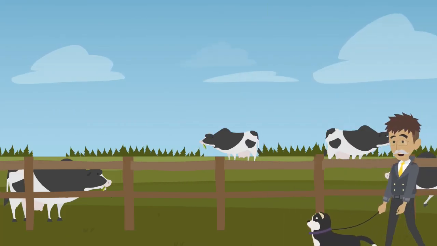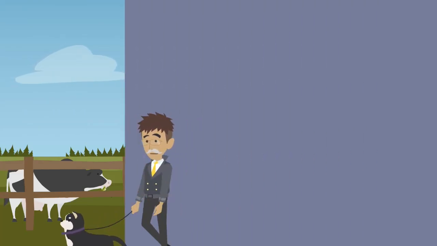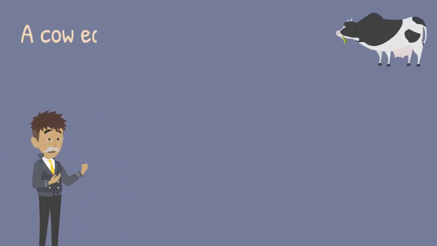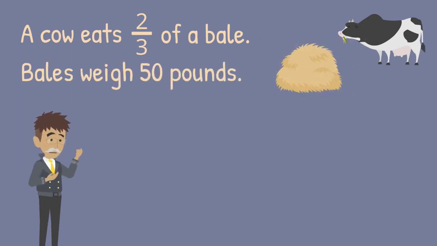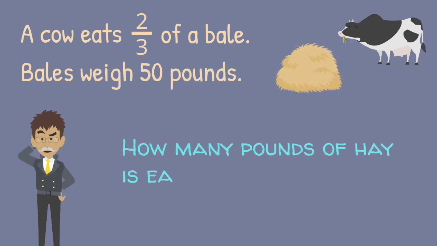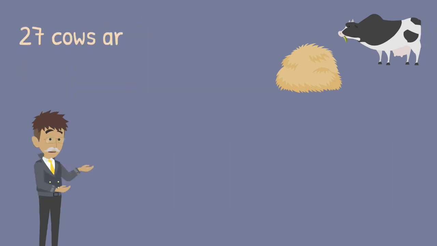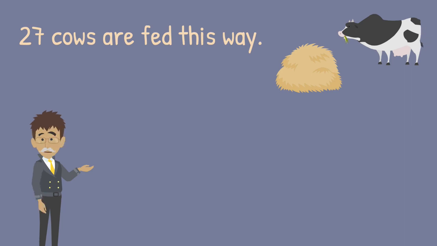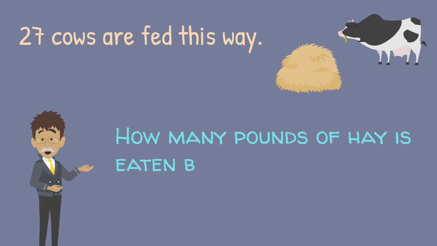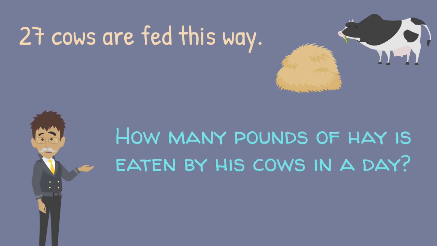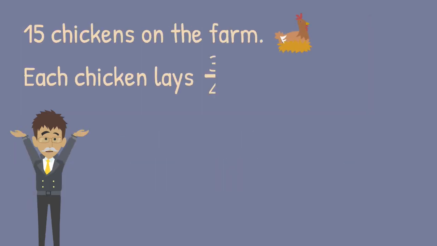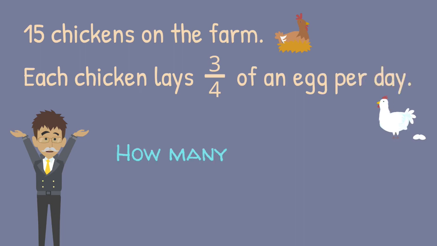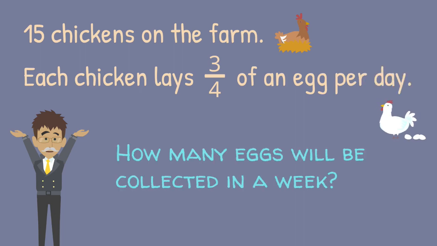On the way home from the corner store is a small farm with some cows. Each cow is fed 2/3 of a bale of hay daily, weighing 50 pounds. How many pounds of hay is eaten by each cow? Mr. Mortgan has 27 cows fed in this manner. How many pounds of hay is eaten by his cows in a day? The farm also has 15 chickens, each laying 3/4 of an egg every day. How many eggs will Mr. Mortgan collect in a week?